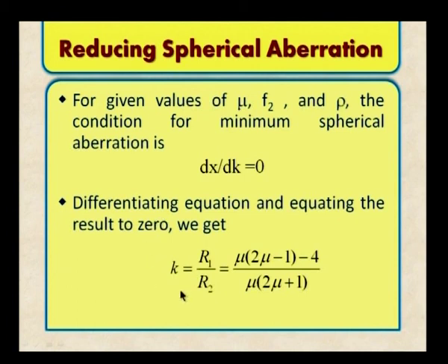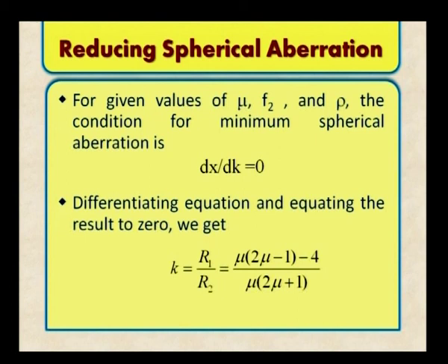k will be equal to R1 by R2, that is how you define k. That will be a function of simply the refractive index. So, that will be mu times 2 mu minus 1 minus 4 by mu into 2 mu plus 1. Okay. So, k now you should remember is a function of only the refractive index.